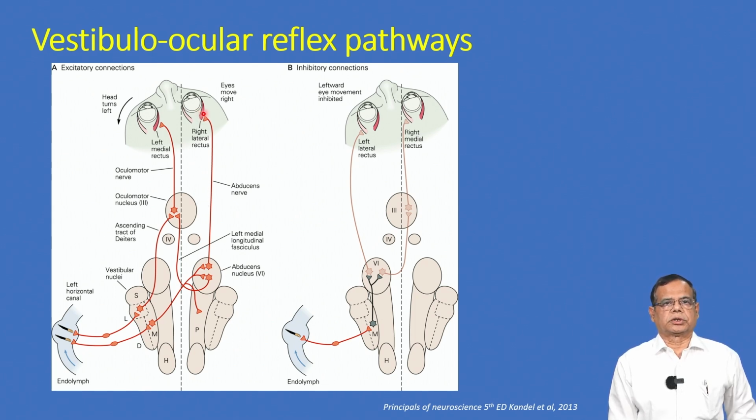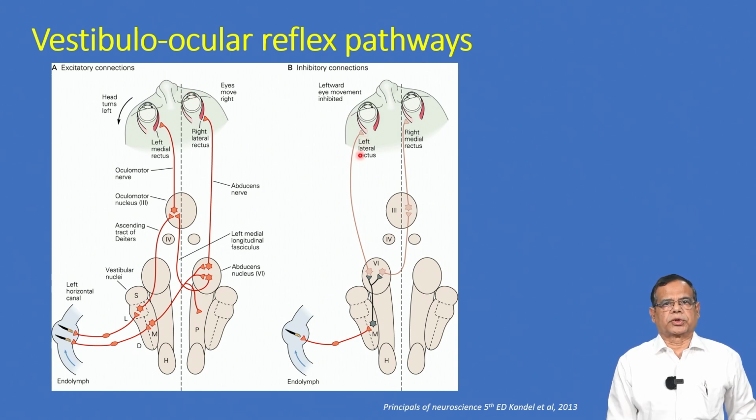So, if it is stimulated, then what will happen? The eye will move towards the lateral side. At the same time, fibers from the abducens nucleus cross the opposite side and relay into the oculomotor nerve nucleus. Then the oculomotor nucleus supplies the medial rectus. So, these are the excitatory fibers. This excitation will cause contraction of the medial rectus. So, there is contraction of the medial rectus of the left side and contraction of the lateral rectus of the right side. What will happen? There will be deviation of the eyeball towards the right side.